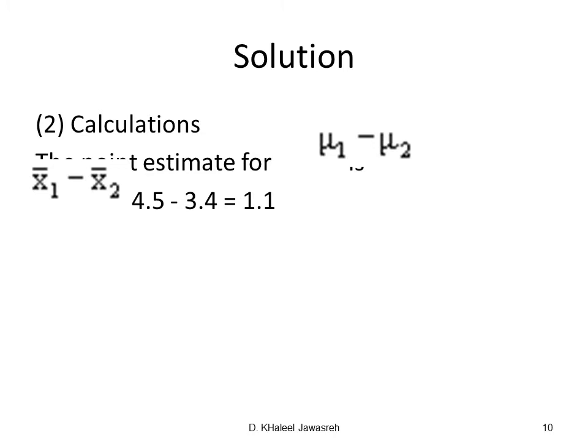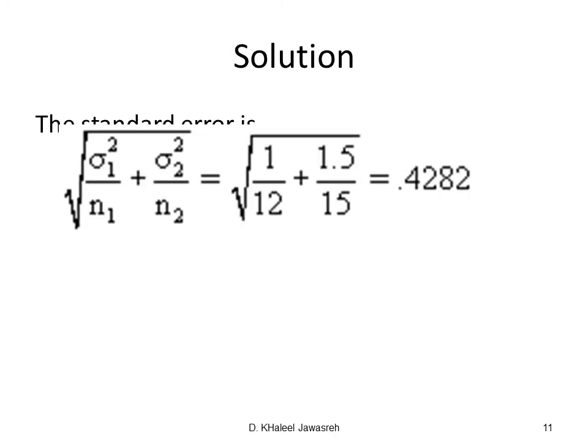So 4.5, which is the first population mean, minus 3.4 for the second population, yielded 1.1. This is the difference between the two samples. Now we'll go directly to find the standard errors for those two populations.